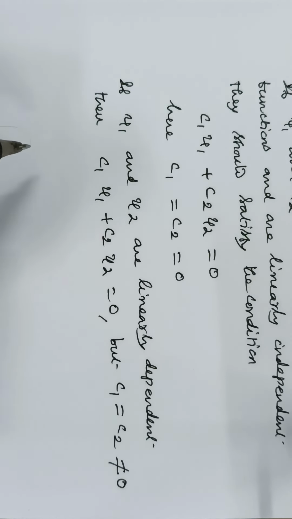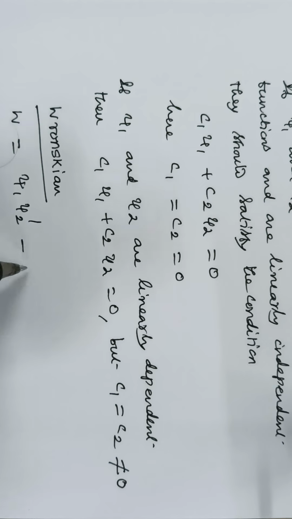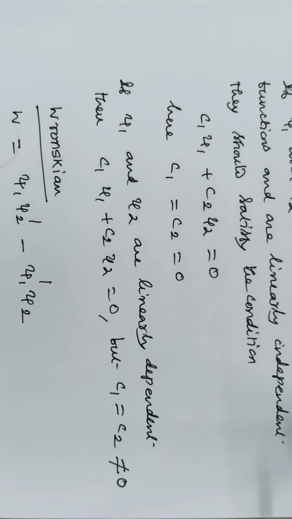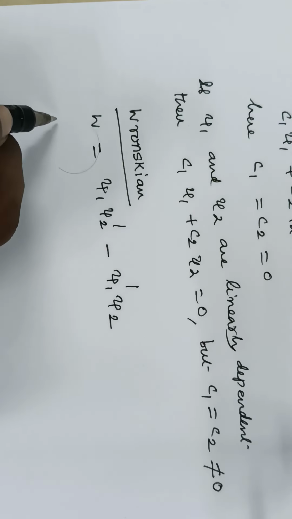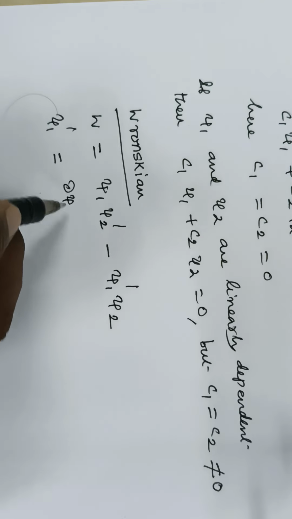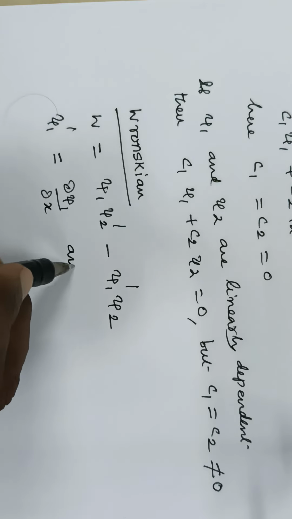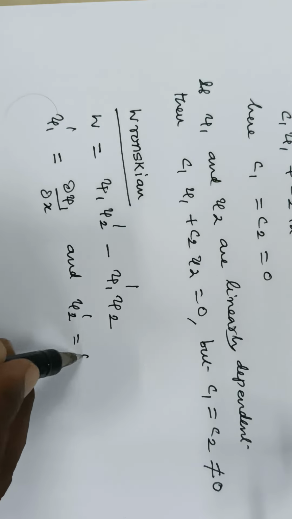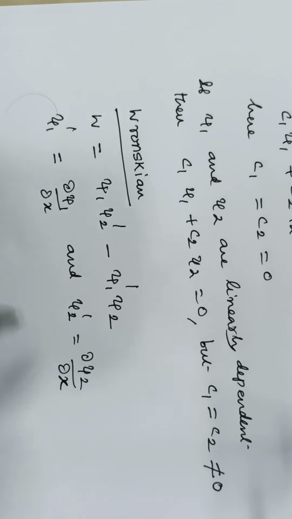Now we can introduce a new concept, wronskian. The wronskian is W equal to psi 1 psi 2 dash minus psi 1 dash psi 2. This is called wronskian. Here psi 1 dash is equal to dou psi 1 by dou x and psi 2 dash equal to dou psi 2 by dou x.